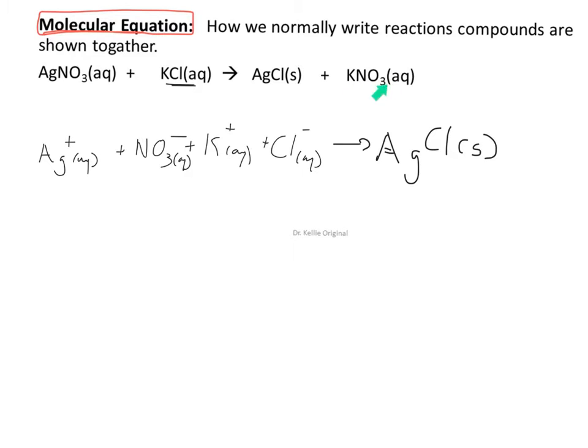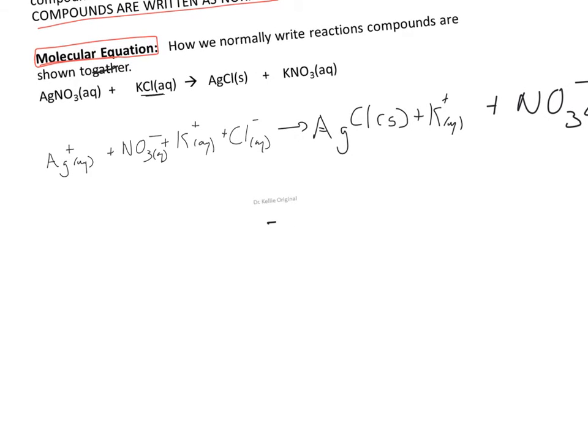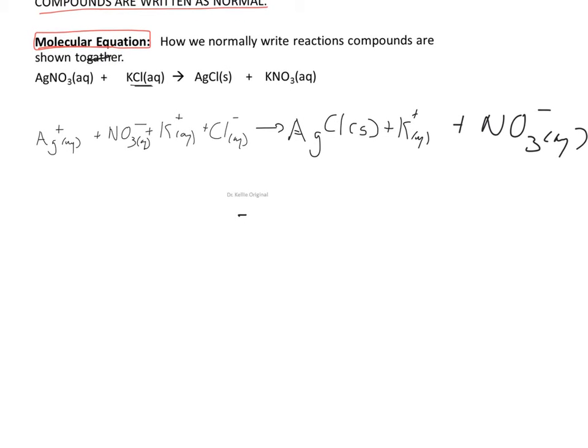My potassium nitrate, however, that's not the case, right? Potassium nitrate is aqueous. And we know from our electrolyte lecture, if it's aqueous and ionic, it breaks up. So our potassium and our nitrate ions would be written separately. What I have written for you right here, this long drawn out thing, is known as an ionic equation.